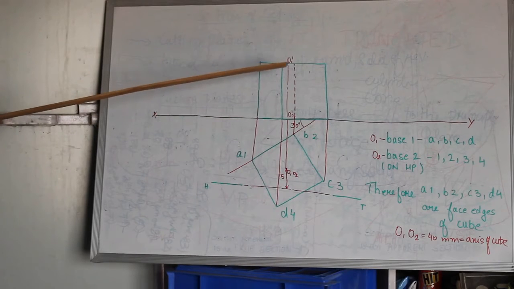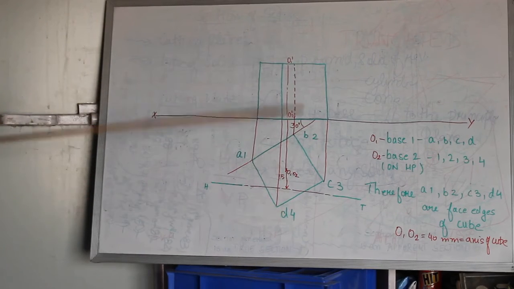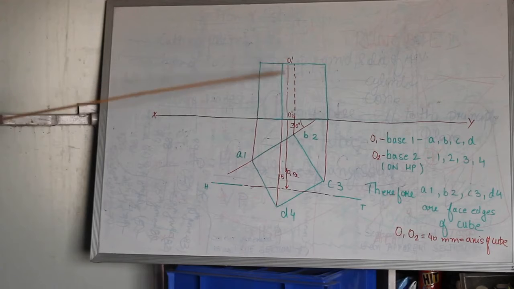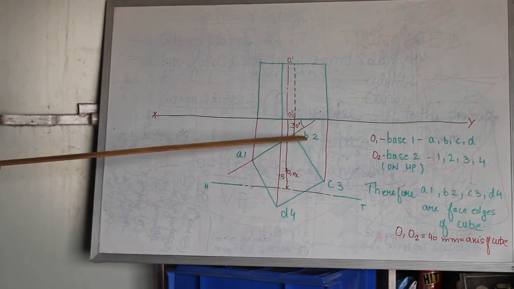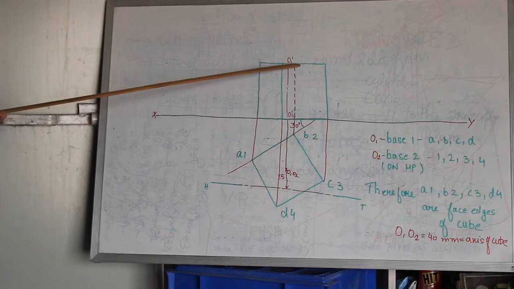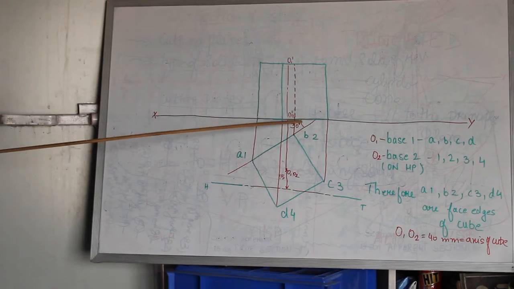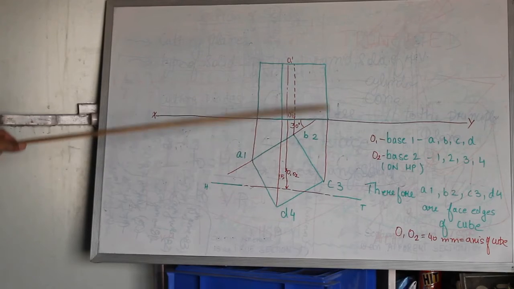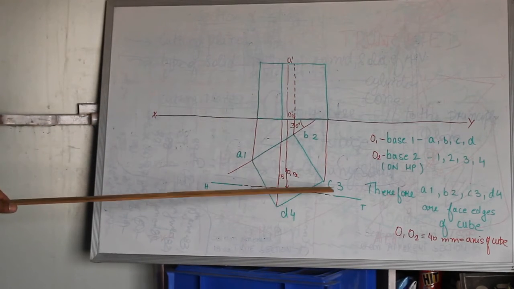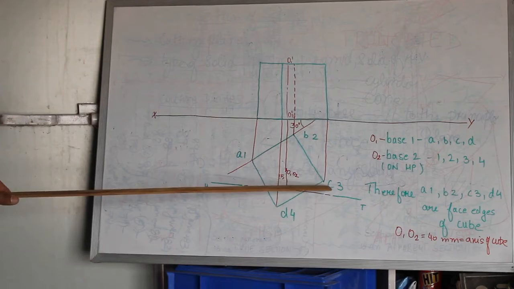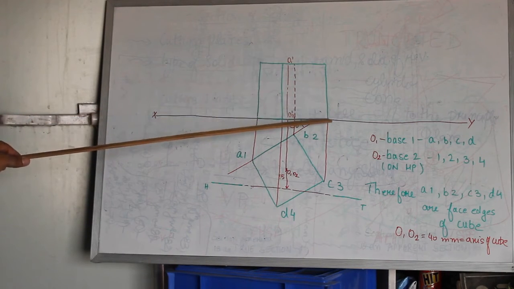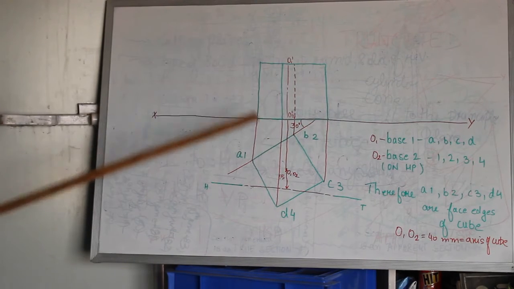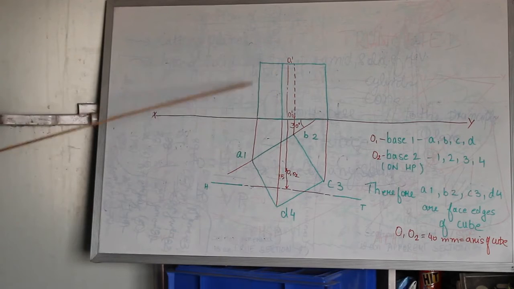For the next part, we'll name this edge D, and this 4. For the next part, when B2 is hidden from us, we'll name this point B, and this point 2. And for the last edge, the last portion of the solid, we'll name this corner C, and this corner which is resting on HP as 3. Now let's see in the next step how we name these.